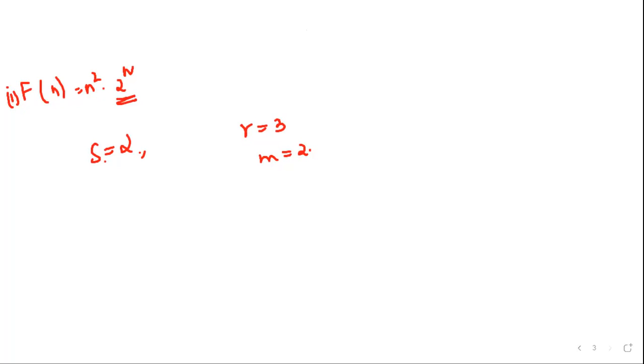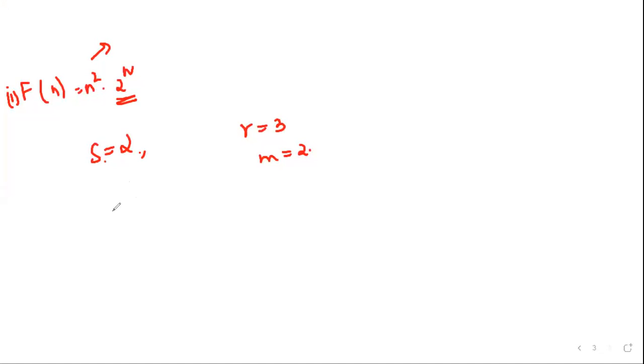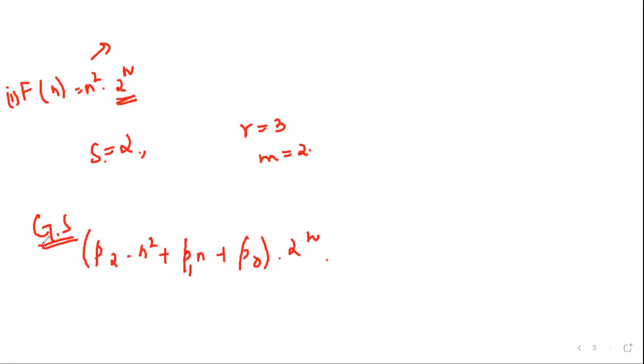So let's see the case 1 once again. Before seeing the case 1, we will see that we have n square over here. So totally how many terms will we have in the bracket? We will have 3 terms. We have to write P0, P1 and P2 also, and we should not be multiplying with n power m, as we usually multiply when s is a root. So let's write the general solution, and for these problems you can write it directly. This won't be essay problems, this will usually be short answer questions. So for this n square into 2 power n, your general solution will be P2n square plus P1n plus P0 into 2 power n. This is your general solution.